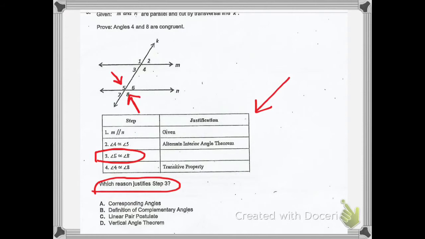Angle 5 and 8 are not corresponding because they don't have the same positions. They are not complementary because they do not add to give you 90. They are not a linear pair because they do not form a line. So the answer choice is D, the vertical angle theorem. And they are vertical angles because vertical angles are always across from each other and they form an X.